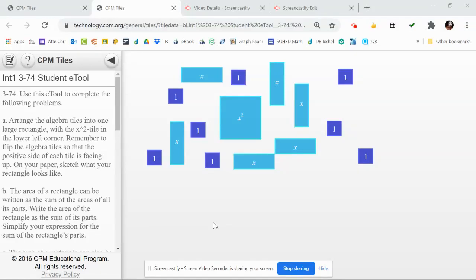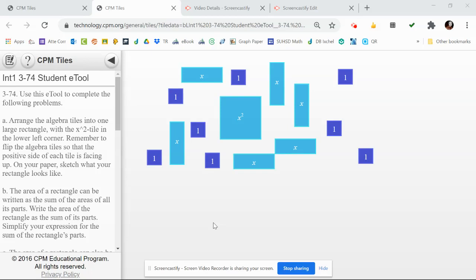Continuing with 3.21, part 2 of the guided notes. So question 374, use this e-tool to complete the following problems. Arrange the algebra tiles into one large rectangle with the X squared tile in the lower left corner. Remember to flip the algebra tiles so that the positive side of each tile is facing up. And then on your paper, sketch what your rectangle looks like.